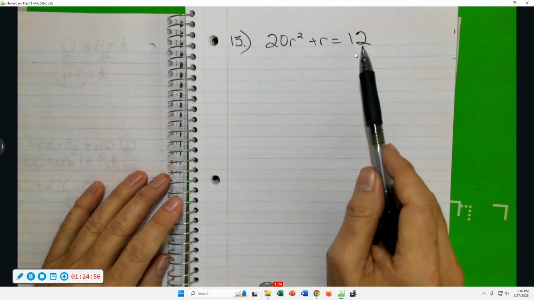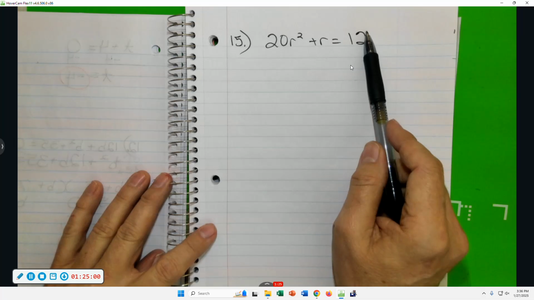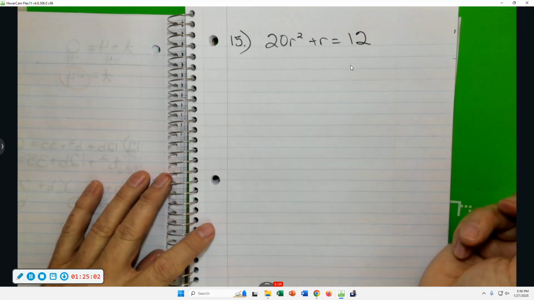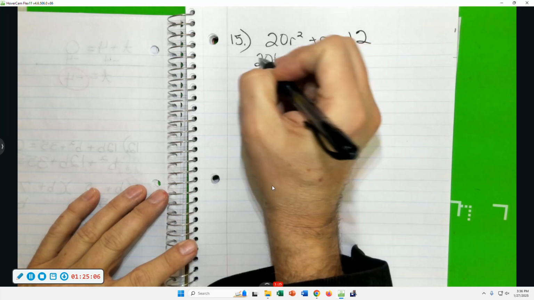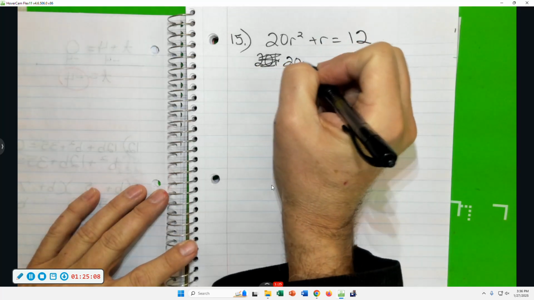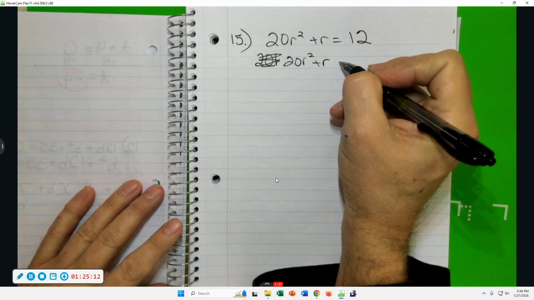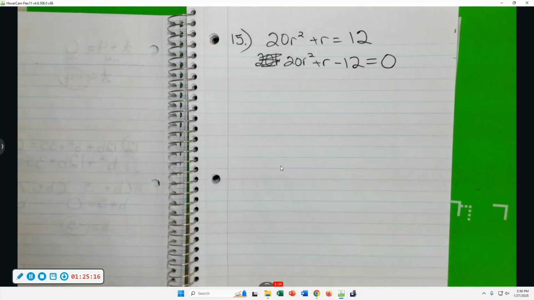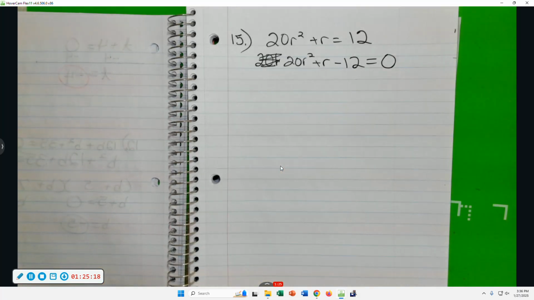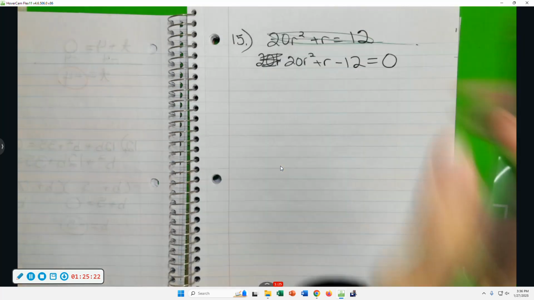You can either go minus 12, or you can just pick it up, move it over to the other side of the equal sign, and what does that give us? 20r squared plus r, what am I going to have? Minus 12 equals 0. And at that point, you're finished looking at 20r squared plus r equals 12. That's gone.